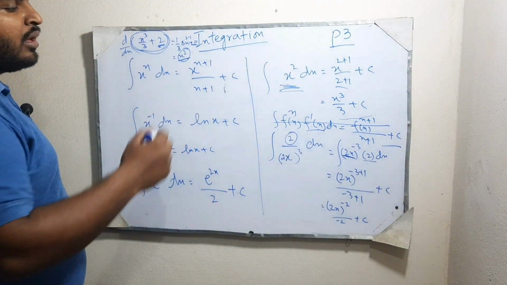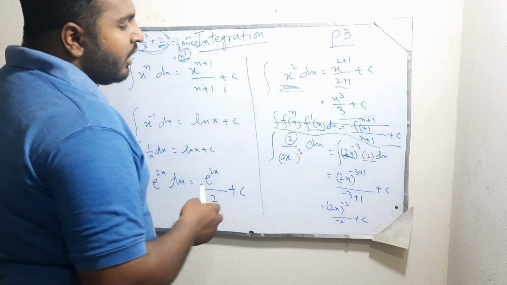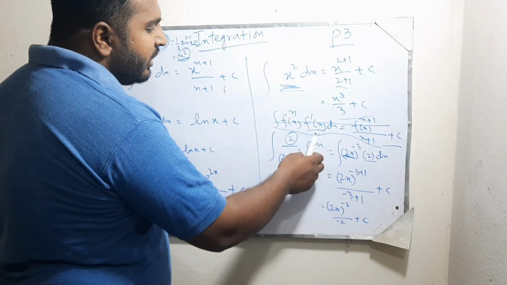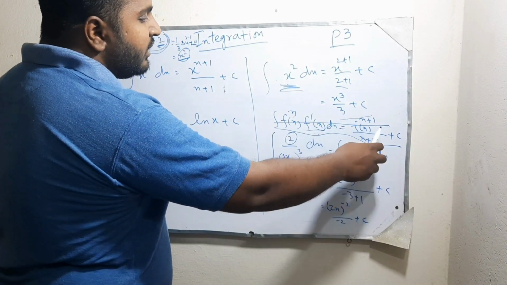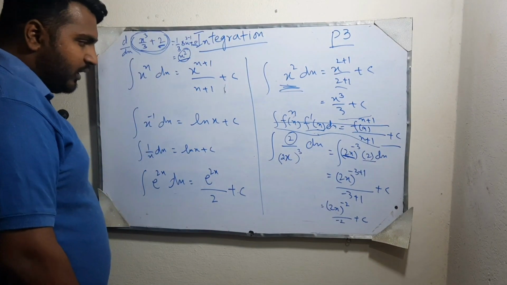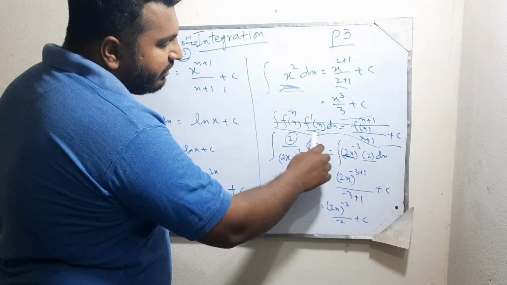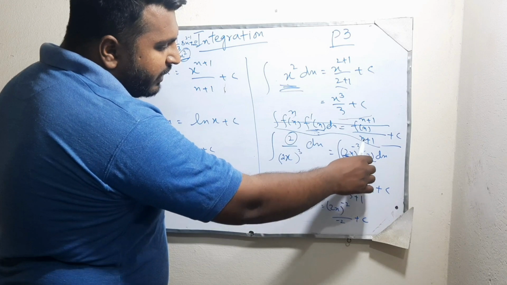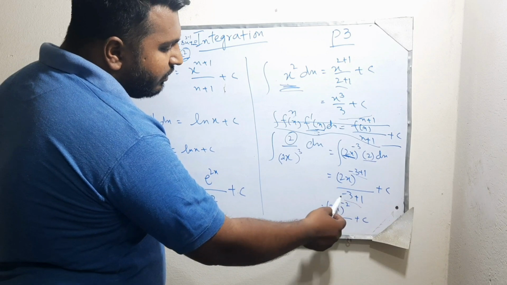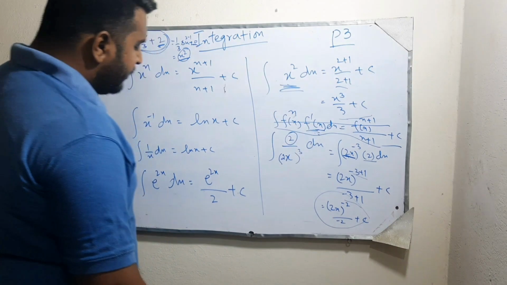This is our main function. Function f of x power n, and its derivative is present here multiplying with it, and this would become f of x power n plus 1 over n plus 1 plus constant of integration. Here this is our function, this is the power, and this is its derivative, and this power will go like that, minus 3 plus 1 over minus 3 plus 1. It would become minus 2. This would be our final answer for this.